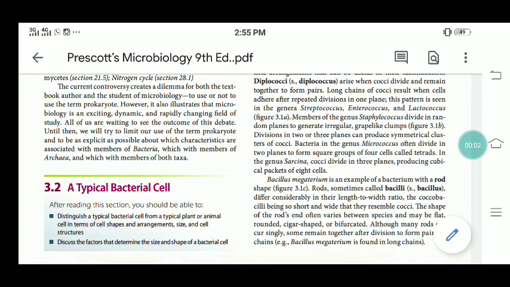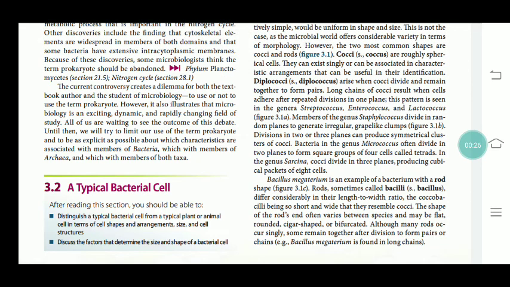Hello friends, we are learning here the microbiology class, where we are learning the bacterial cell structure, function and all about the small microbial world of bacteria. So today we are going to learn about the bacterial cell, how it differs from a typical plant or animal cell, in terms of cell shape, arrangement, size and cell structure.